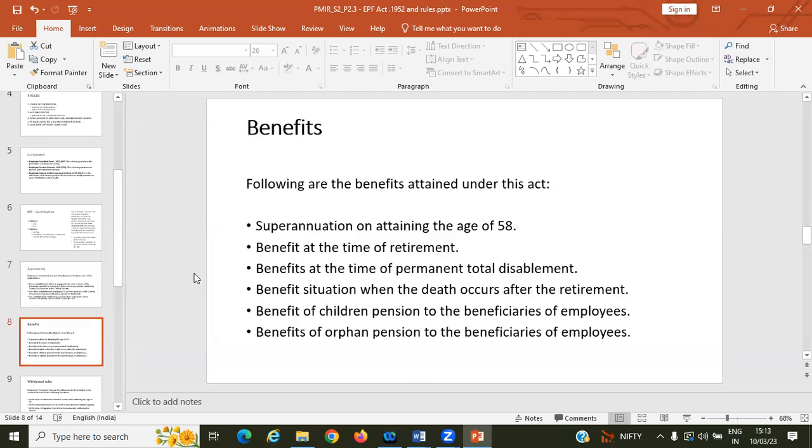These are the benefits. Main benefits is retirement, pension, and insurance. All these things, so whatever the component we studied, so we can write the benefits from there. Whenever you are getting disablement, fully disablement, you are not capable to work, we are getting that benefits.